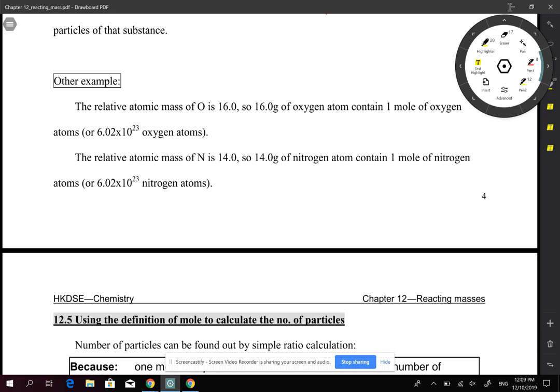For example, the conversion is so simple because the relative atomic mass of oxygen is 16.0. So 16.0 gram of oxygen atoms contains 1 mole of oxygen. Similarly, the relative atomic mass of nitrogen is 14, then 14.0 gram of nitrogen is 1 mole of nitrogen atoms.